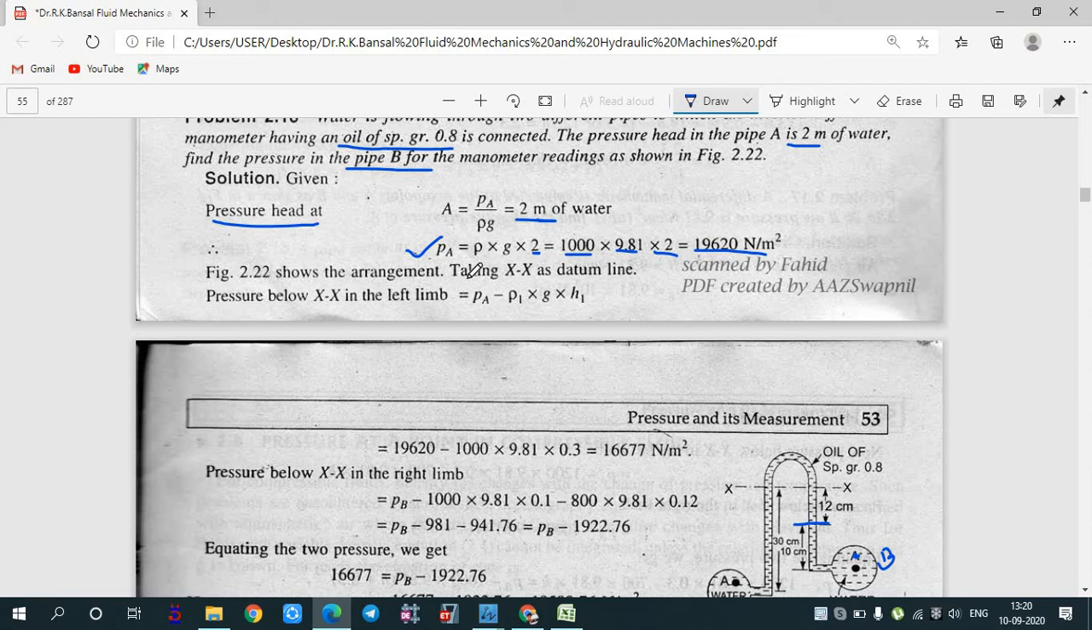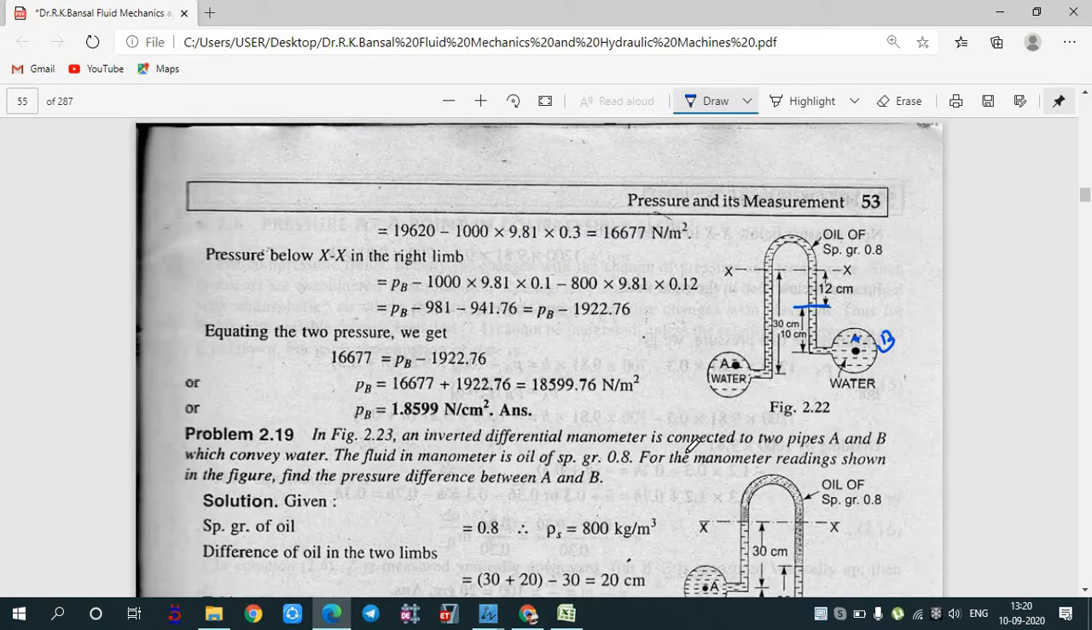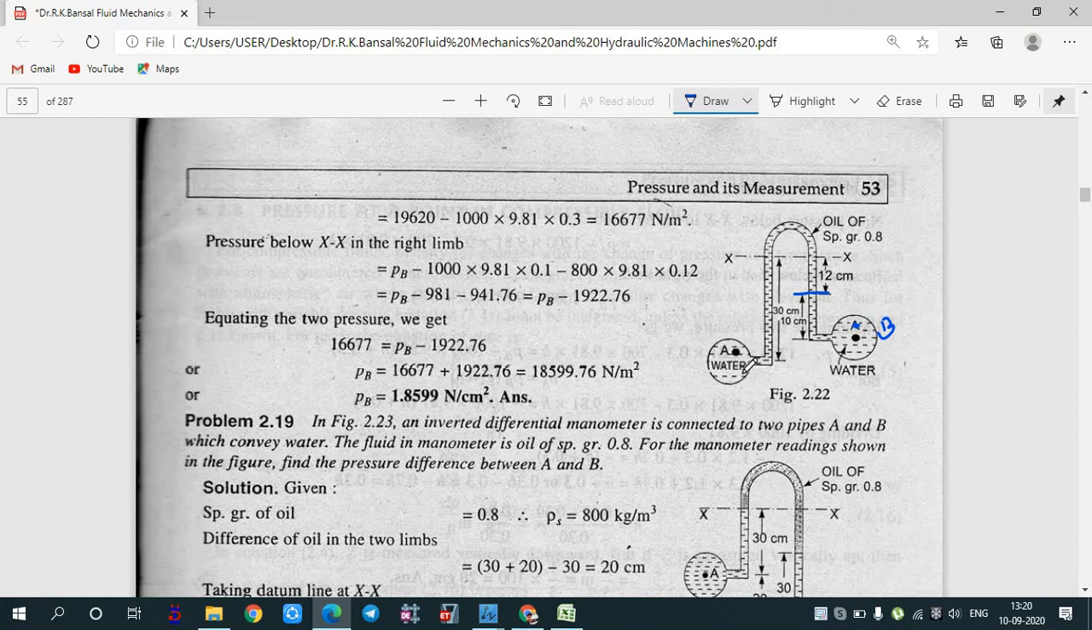And then we will take the datum line. We will try to calculate the pressure in the left limb, then the pressure in the right limb. After that, we will equate both the equations, okay. So in the first case, as you can see in the diagram, it has the same liquid throughout in the datum line. So what will that be?